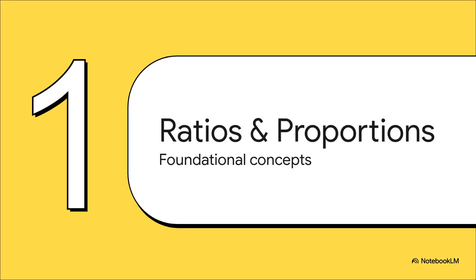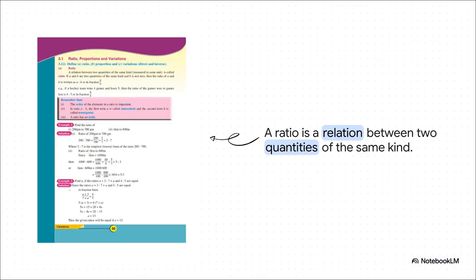Foundations, Ratios, and Proportions. So, a ratio is simply a relation between two quantities of the exact same kind, measured in the same unit. When you write it out as A colon B, that first term, A, is called the antecedent, and the second term, B, is the consequent. But here is the absolutely crucial takeaway, and honestly, this is a classic trick question on exams. A ratio has no units. Seriously, none, because you're dividing two identical units, like meters by meters. They just cancel out completely. It's just a pure relationship.